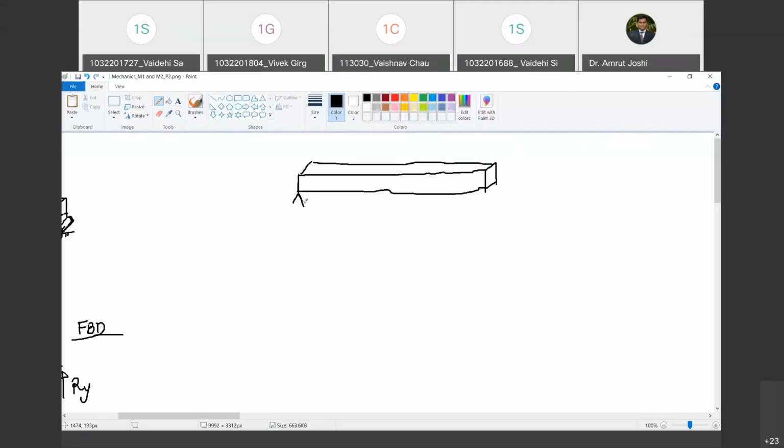And this beam is supported by a hinge support on one side. Are you with me, Vaidehi? Yes, sir. And on the other side, we are going to have roller support. But that roller support rests on a spring balance. So this is the roller support. And this, in turn, rests on a spring balance. Spring balance is something like this.